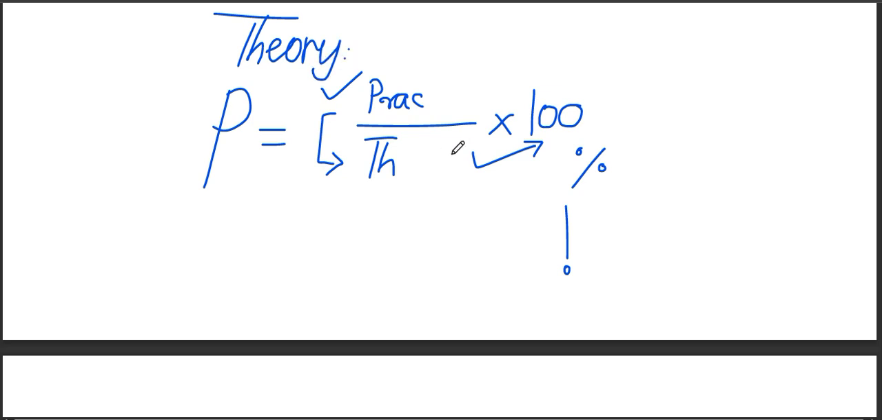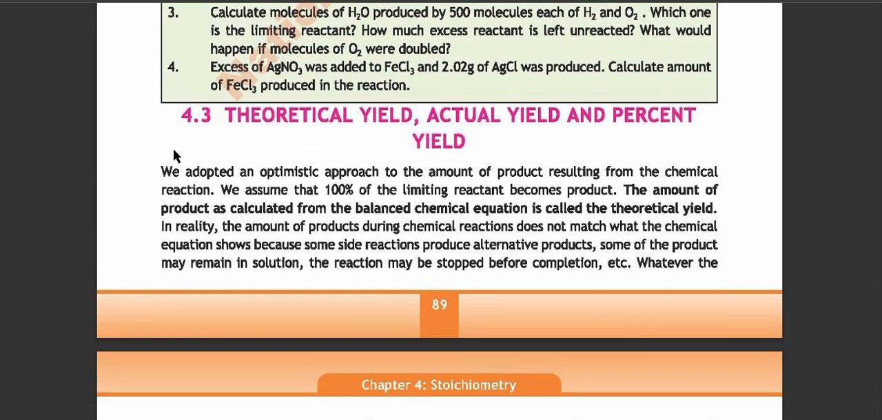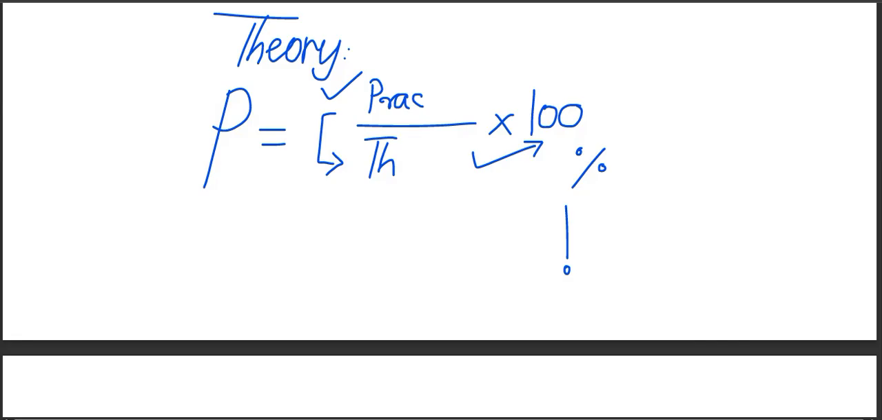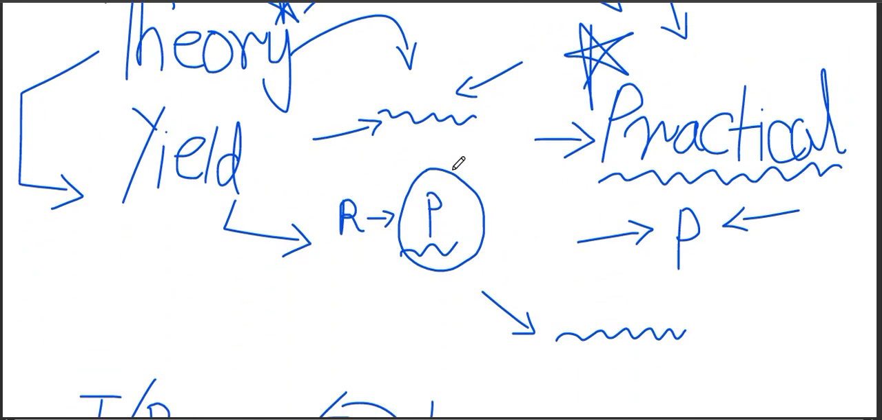We will look into numericals, and if I showcase you a proper definition out of it, you can just check it out. That I taught you right now. We adopted an optimistic approach to the amount of products resulting from the chemical reaction. We assume that 100% of limiting reactant becomes product, but that's not the case. The amount of product as calculated from the balanced chemical equation is called a theoretical yield. Amount of product, as I just discussed here, a product that is being calculated is called a theoretical yield.